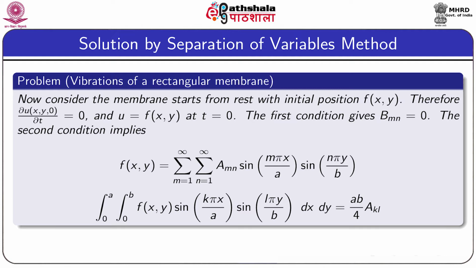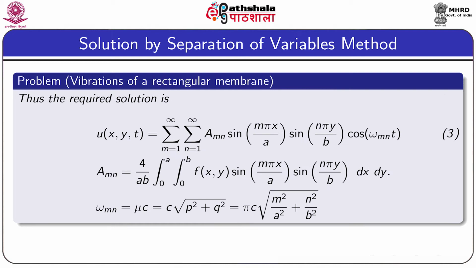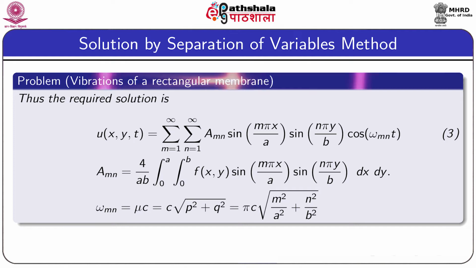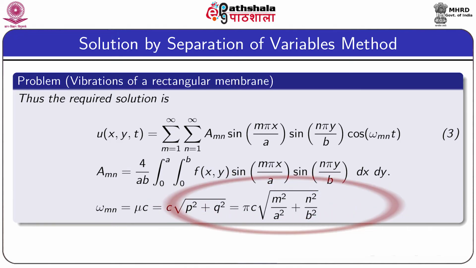Therefore, the solution of the given problem can be written in the form u is equal to sum over m, sum over n, a_mn sin m pi x by a sin n pi y by b into cos omega_mn t, where a_mn are given by the relation which is written here and the frequency omega_mn is given by pi c into square root of m square by a square plus n square by b square.